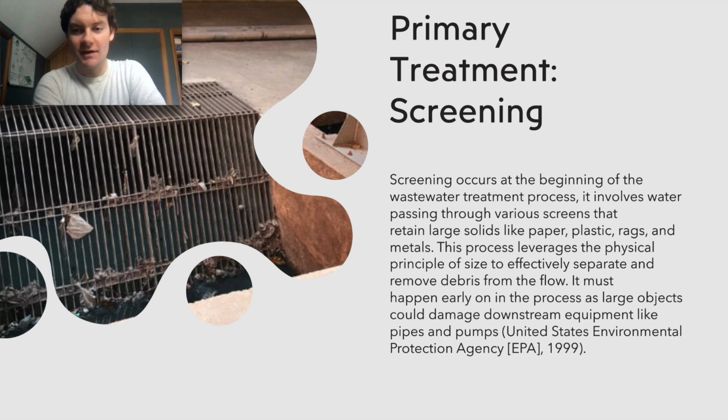Screening occurs at the beginning of the wastewater treatment process. It involves water passing through various screens that retain large solids like paper, plastic, rags, and metals. This process leverages the physical principle of size to effectively separate and remove debris from the flow. It must happen early in the process, as large objects could damage downstream equipment like pipes and pumps.